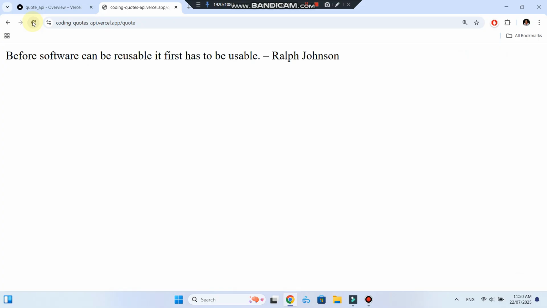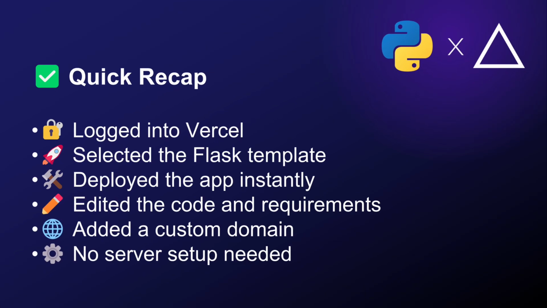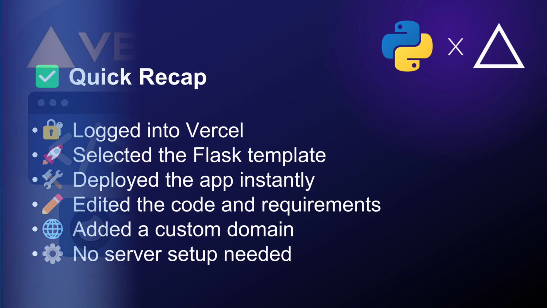That's it, your API is now fully deployed, with a clean custom domain, ready to be used in any app or frontend you want. So just to quickly recap. We logged into Vercel, picked a Flask template, deployed it, edited the code and requirements, and added a custom domain, all with zero server configuration. I hope you clearly understood everything, and now feel confident deploying your own Flask projects to Vercel.